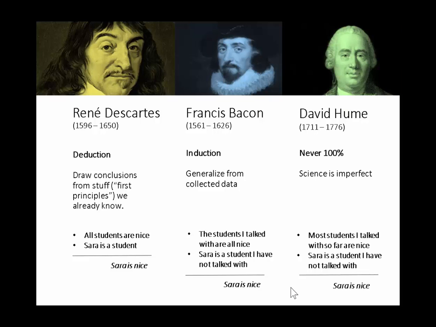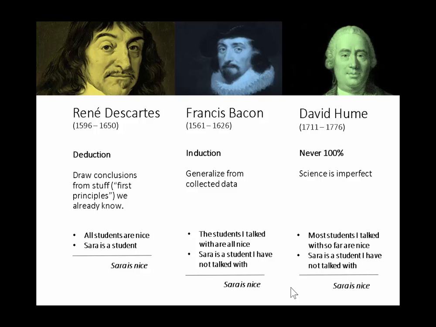But apply to this little example that I have here, what David Hume would say is, okay, most students I talk with so far are nice. You see, this is not all the students, but most students are nice. You see the difference? In the induction case, all of the students that I talked with so far are nice. This is sort of the first observations that is required. And then based on that, when I have another student that I haven't talked with yet, I can induce that this student is nice too.